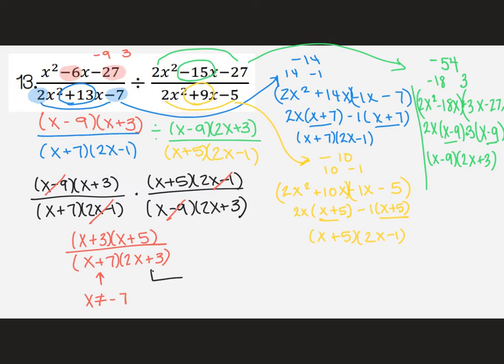Here you might have to do a little math. So I know that I don't want 2x plus 3 to equal 0. If I subtract 3 on both sides, and finally divide by 2, I'm figuring out that x can also not be negative 3/2.